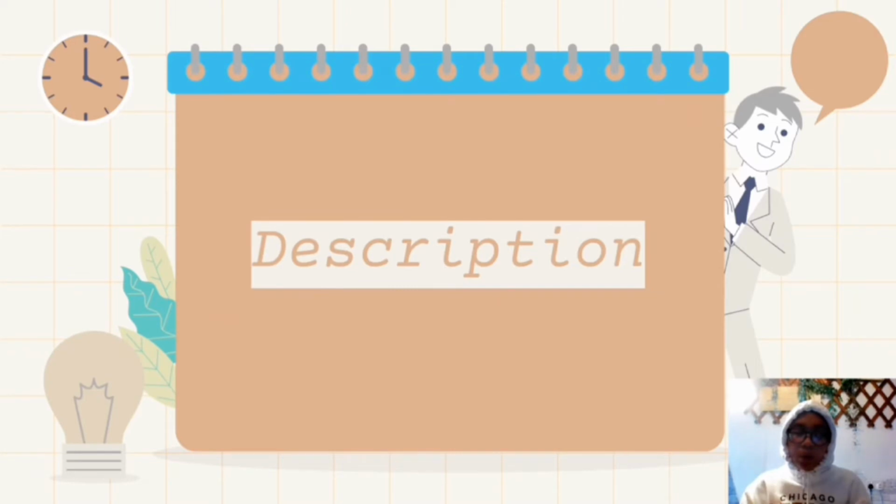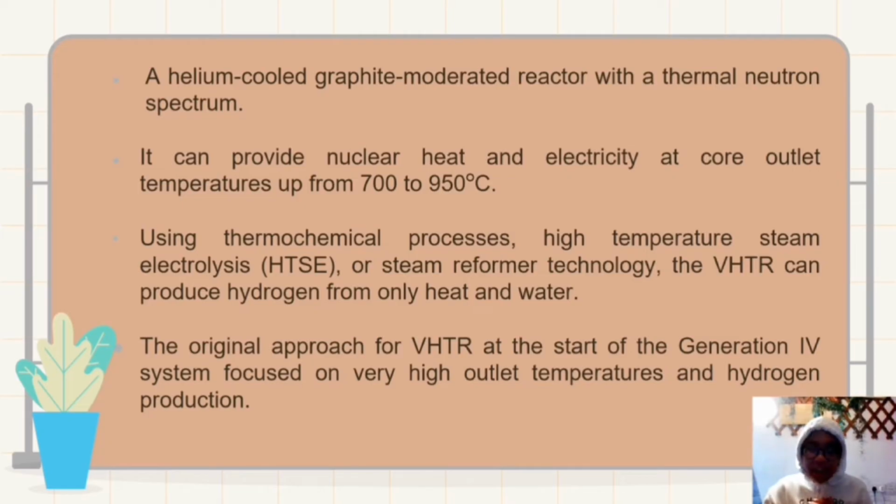So we will go to the description of VHTR. VHTR is a helium-cooled, graphite-moderated reactor with a thermal neutron spectrum. It can provide nuclear heat and electricity at core outlet temperatures from 700 to 950 degrees Celsius, with the possibility of exceeding 1000 degrees Celsius in the future. Using thermochemical processes such as sulfur iodine (SI) or hybrid sulfur processes, high temperature steam electrolysis (HTSE) or steam methane reforming, the VHTR can produce hydrogen from only heat and water.